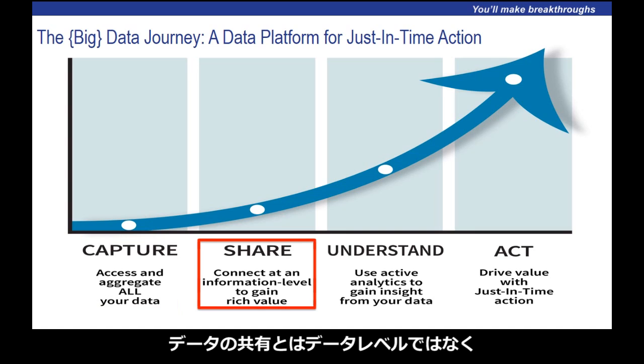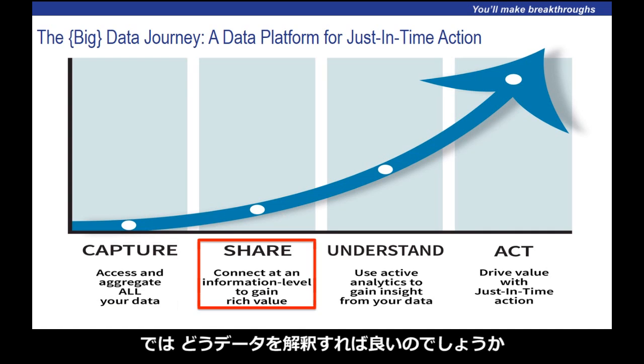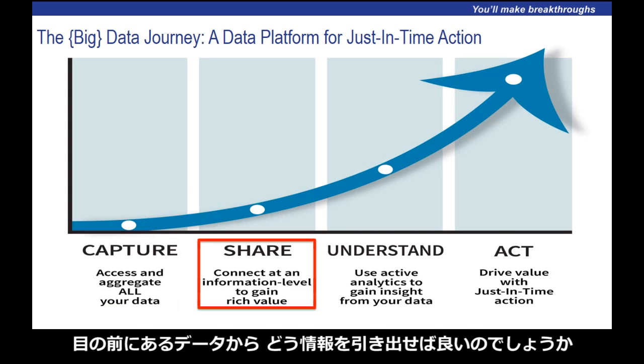Sharing is about connecting at an information level as opposed to connecting at a data level. So how can you make sense out of the data? How do you look at this data and get information from the data?